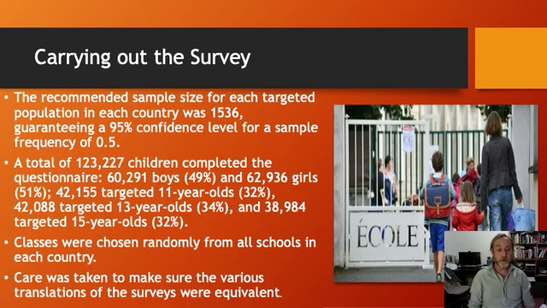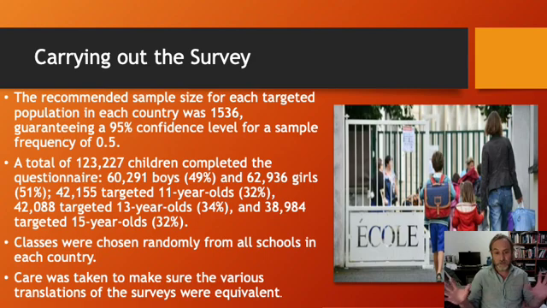Okay, so they had a total of 123 thousand and some children complete the questionnaire. It was close to half and half boys and girls, about 49% and 51%. And they came pretty close to splitting it fairly evenly between 11, 13, and 15-year-olds: 32%, 34%, 32%. The classes that were sampled, so they pick a class and everybody in that class would get a survey, were chosen randomly from all the schools in the country.